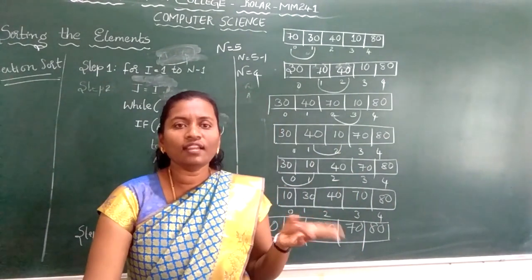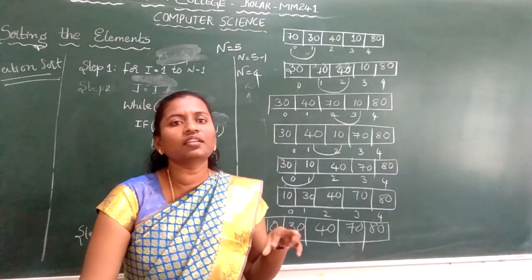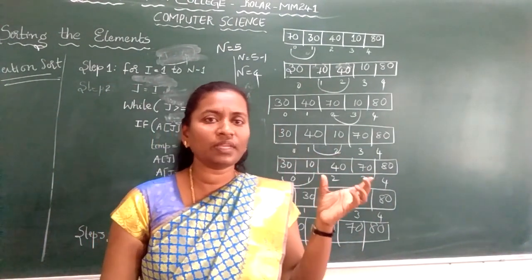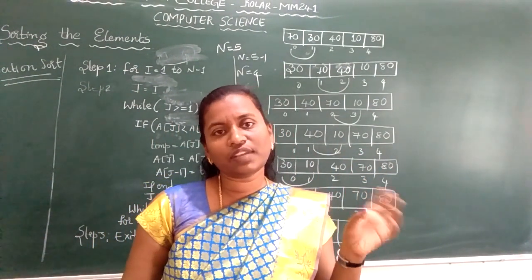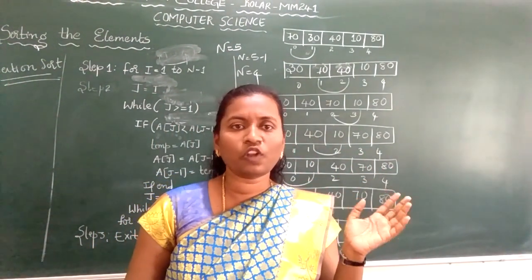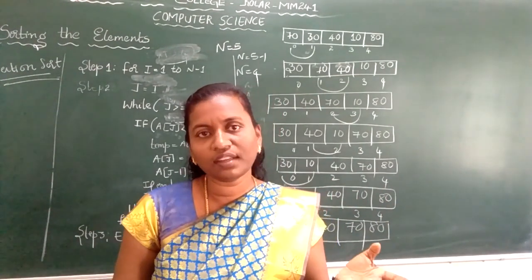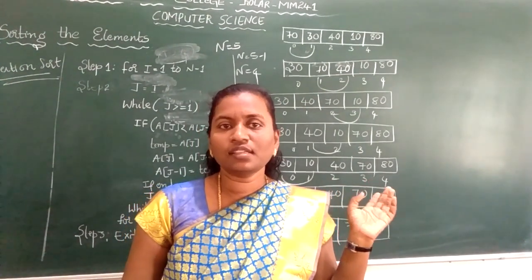Then, if you want to compare with the other element once the swapping is done, we need to go for the for loop. Till the while loop condition fails, we keep on swapping. Once the while loop ends, the for loop gets executed again. That is how we do the insertion sort.